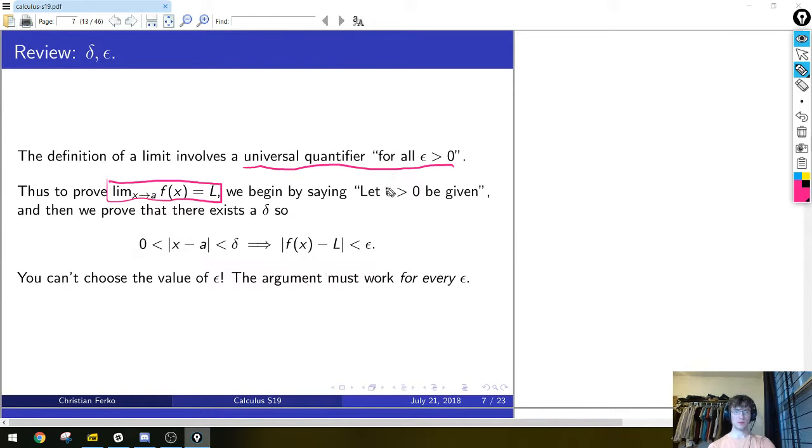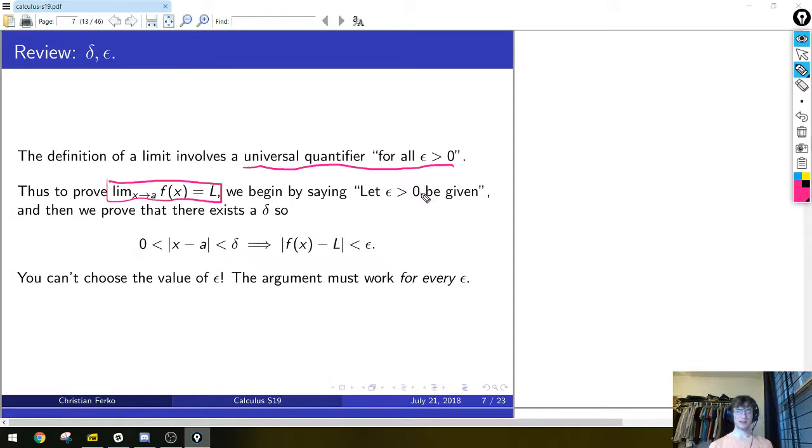So the point is that you always say let epsilon greater than 0 be something, which is the set I'm quantifying over. This is any real number epsilon. And then you show that this statement is true, so you can find a delta.